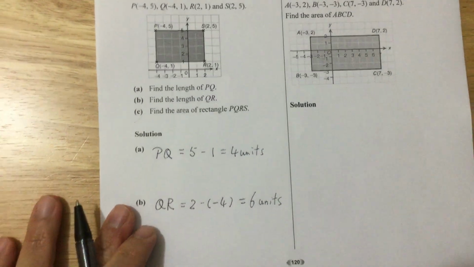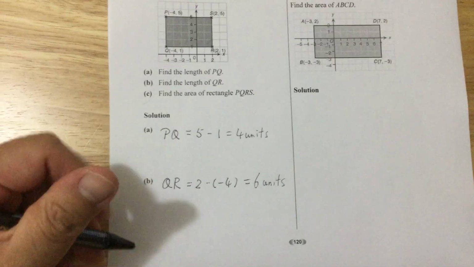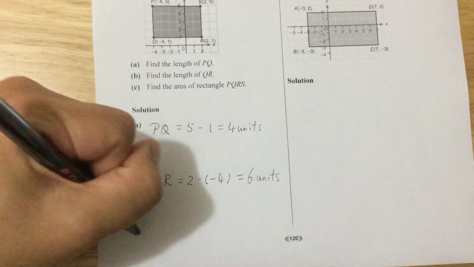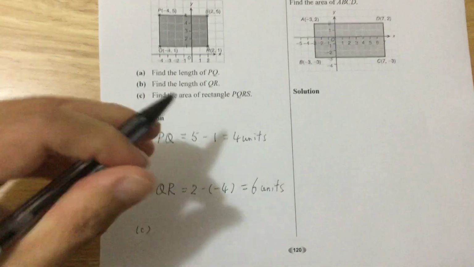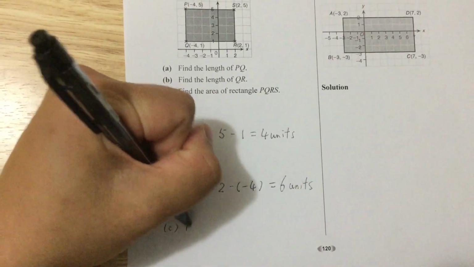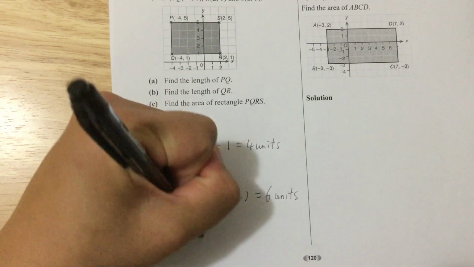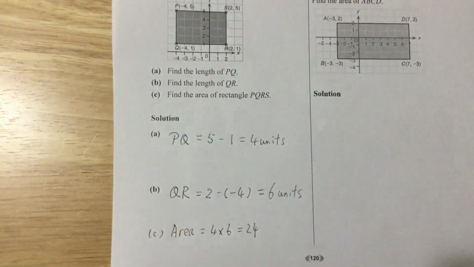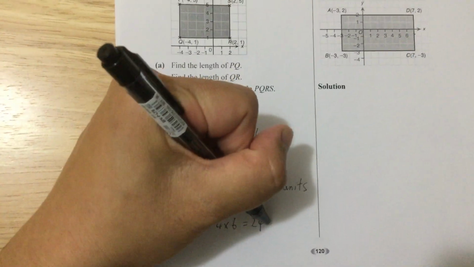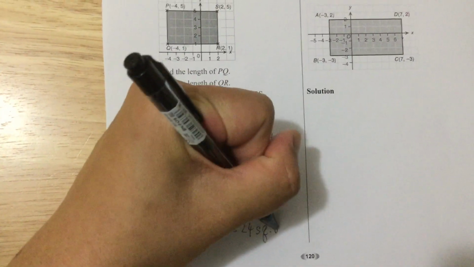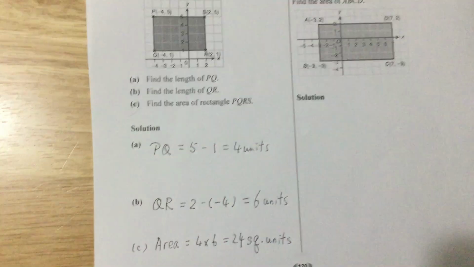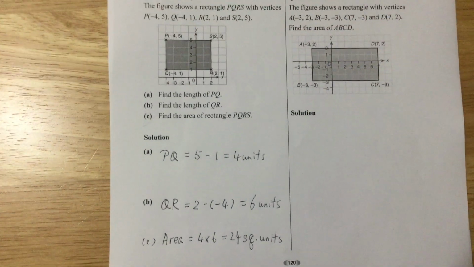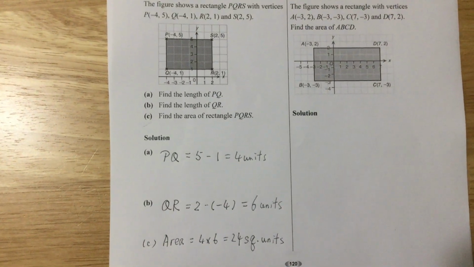Okay, now you will see the area immediately. I will do part C. I will not do the part on page 2. So part C, the area is equal to 4 times 6. Then it's 24. Please pay attention: what is the unit for it? This is called the square unit. Okay, this is question 1. Not difficult.